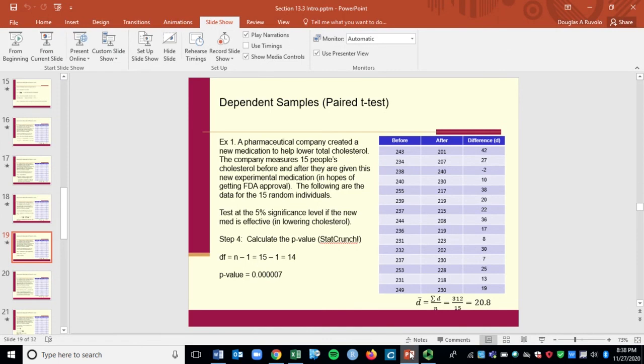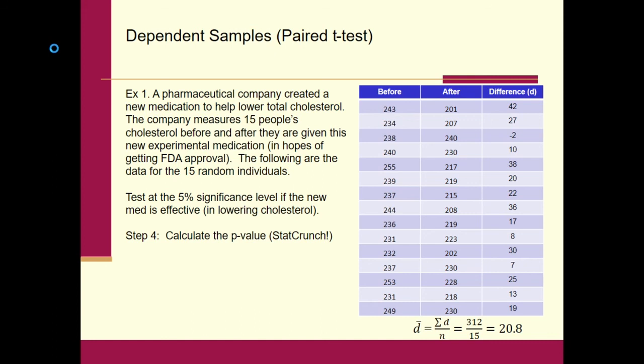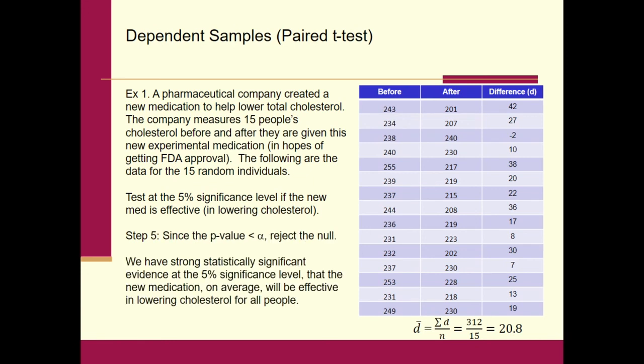And so I translated it over onto my slide here. So we calculated the p-value. Remember, our degrees of freedom was 14. There's our p-value. So versus any reasonable alpha, I couldn't care less where you set alpha. Remember, alpha is probably the lowest it's going to be is 1%. So at any reasonable alpha, we're going to reject the null, right? And we have really, really strong evidence at the 5% significance level that the new medication on average will be effective in lowering cholesterol for all people.